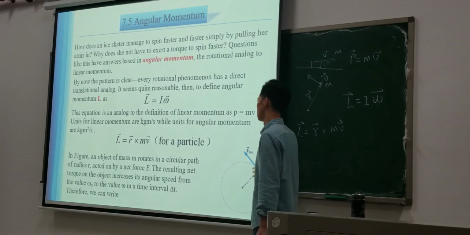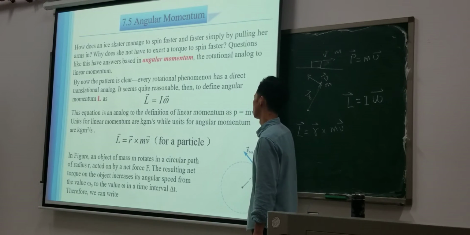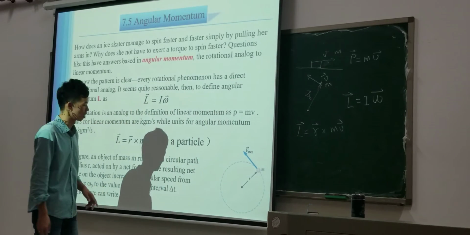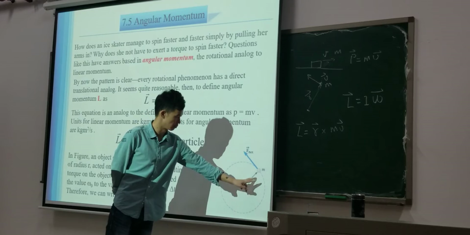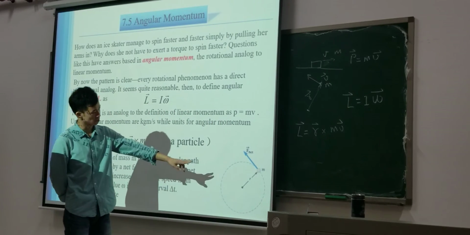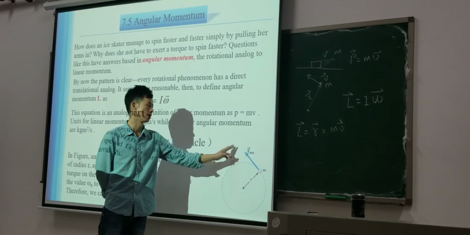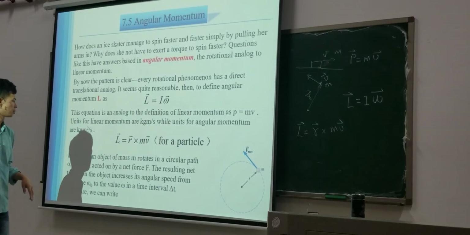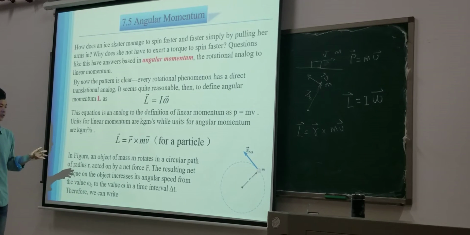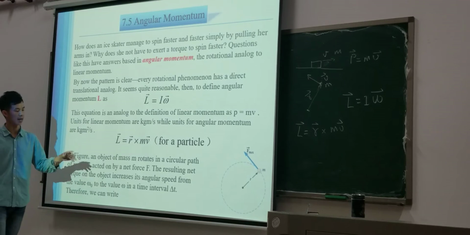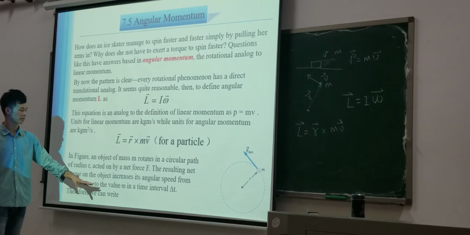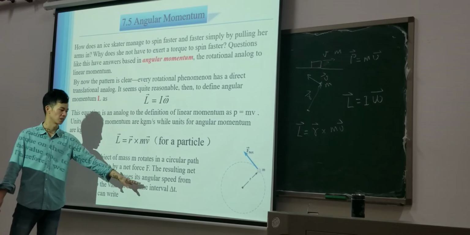Now, in this figure, this is an object. The mass is m, and this is a circular path of radius r, acted on only by a little force. There is a force acting on the particle. The force will result in a net torque on the object and increase its angular speed from a value of 0 to the value omega in the time interval delta t.